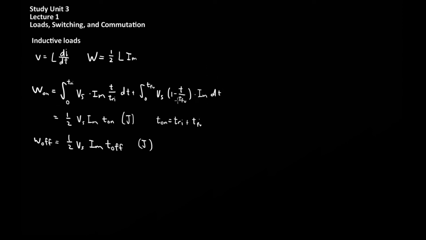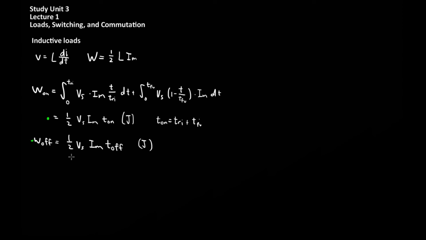This mouthful simplifies to this equation over here, which says that the energy used in the on cycle is a half Vs multiplied by the maximum current multiplied by the on time. A similar equation can be derived for the energy used when the transistor switches off.